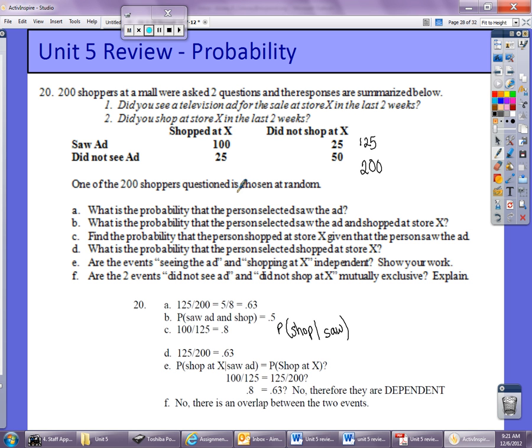For letter D, what is the probability that the person selected shopped at store X? So the total amount that they shopped at store X was 125, so that's the same. And then you are looking to see if the events are independent. So therefore you can either do shopped at X given saw ad, or saw ad given shopped at X. Excuse me, I said and the first time. Now you're looking to see if that probability is the same as whatever event you're looking for. So in this case, if I do shop at X given they saw the ad, I'm looking to prove that it equals the probability of shopping at X.